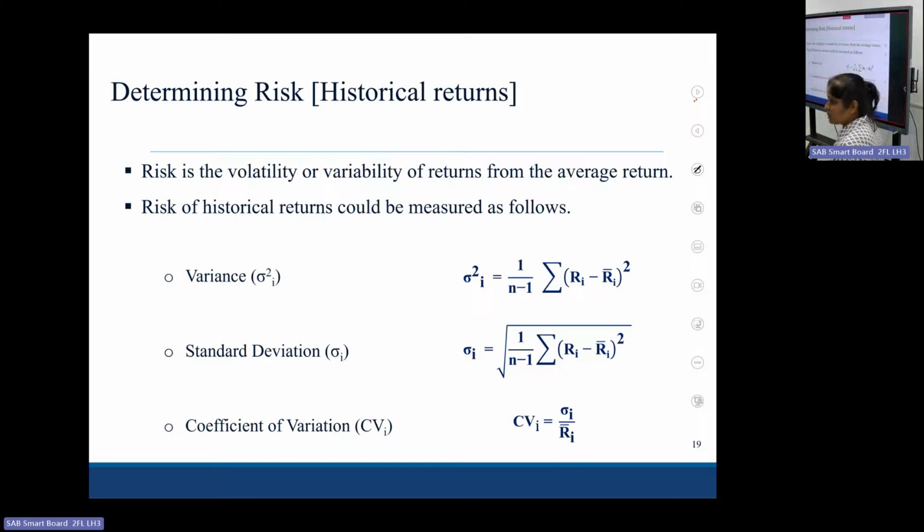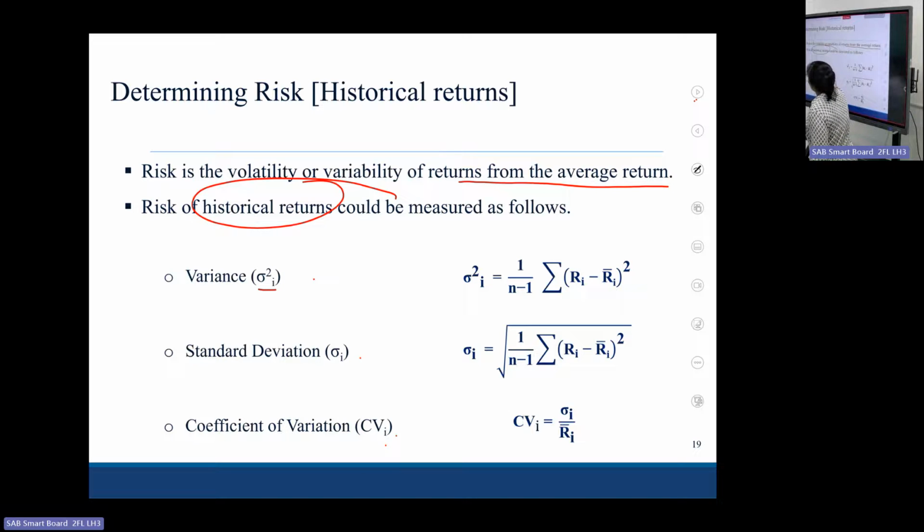We are taking this for decision making. So risk is the volatility or variability of returns from the average or the expected return. Risk of historical returns can be measured. This is based on the past or historical data. Next, we will discuss it based on the expected return. So the variability or volatility of average return, we can calculate simply using variance, standard deviation, and coefficient of variation. You can see sigma square, the variance, we indicate using the symbol sigma square. This is sigma. This is the coefficient of variation, CV.